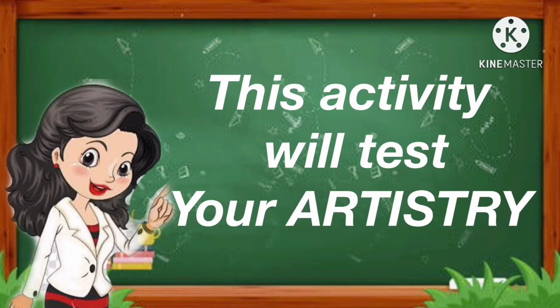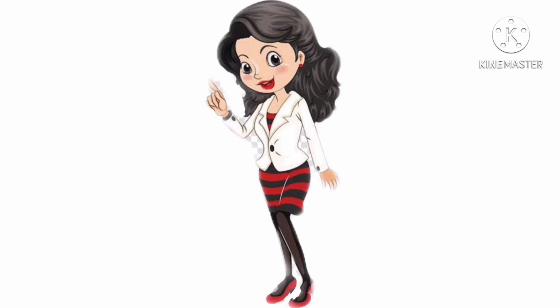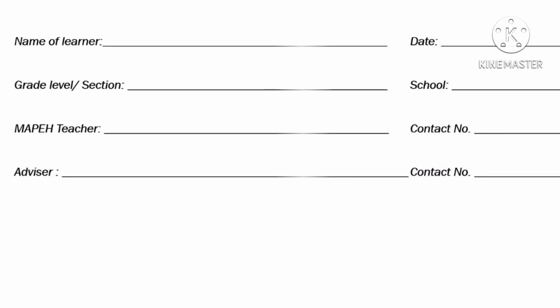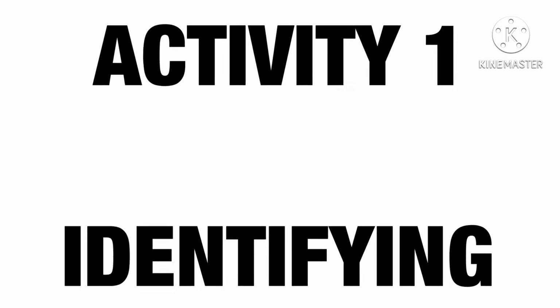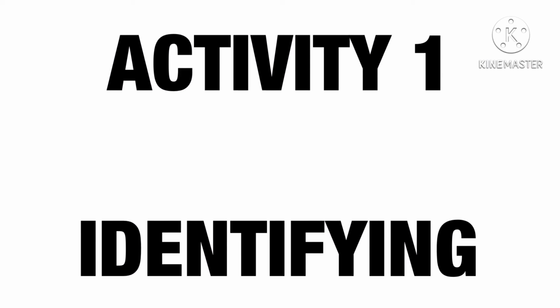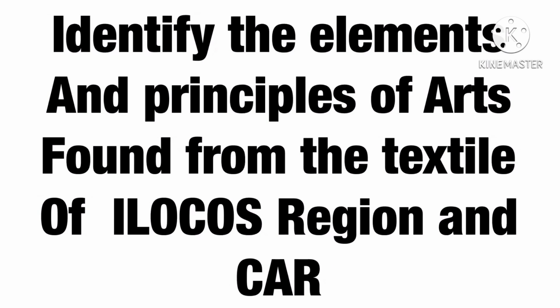This activity will test your artistry. For those who have modules right now, you may answer this in your modules. And for those who don't have a module, you may use this template and answer this on a long bond paper and compile for submission. Activity 1. Identifying. Identify the elements and principles of art found in the textile of Ilocos Region and CAR Region.